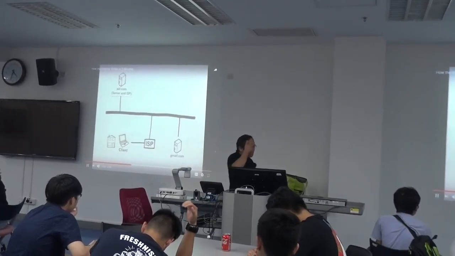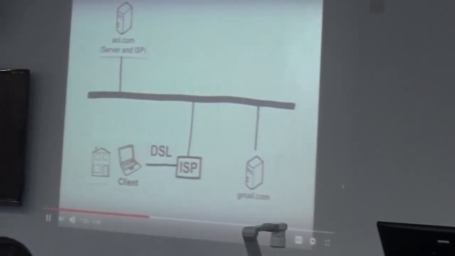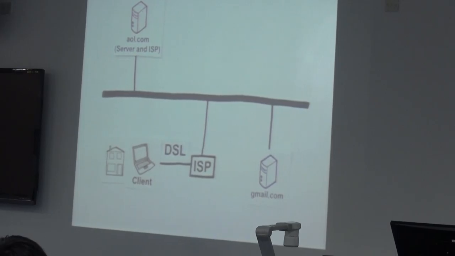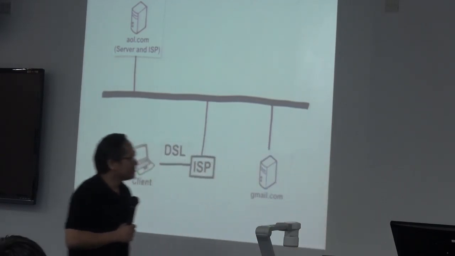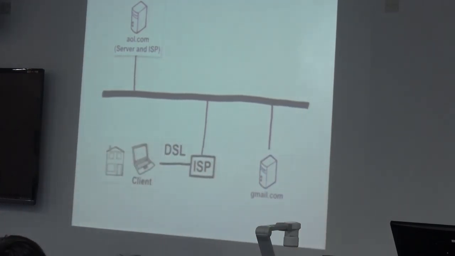Here, we'll pretend that this is my home laptop and I'm using DSL. Now let's pretend that I want to visit AOL.com, which is coincidentally both a server and an ISP. I hop onto my laptop with DSL, go through my ISP, onto the internet, and look at AOL.com. My computer connects with AOL.com, and I can look at its web pages.